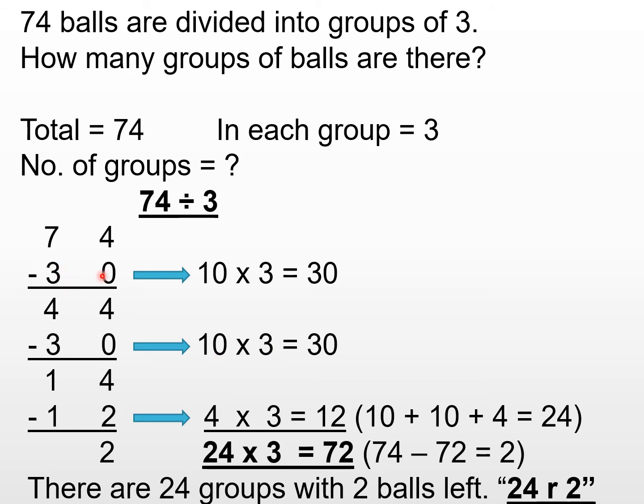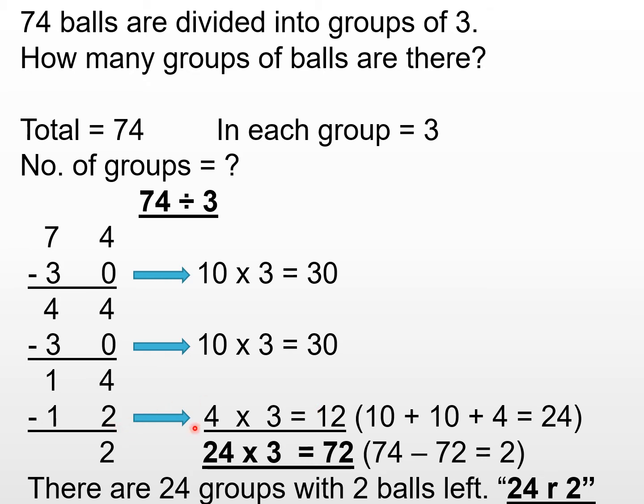If I cancel the 30 balls which have already been divided into 10 groups, how many balls are left? 44. Again, I divide them into 10 groups, and if I cancel out 30, how many balls are left? 14 balls. Now you can see, 14 balls cannot be divided into 10 groups because I'll need 30 and 14 is a smaller amount. So what do I do?